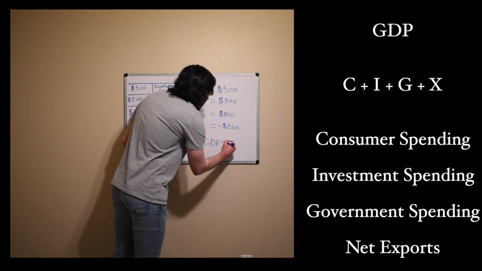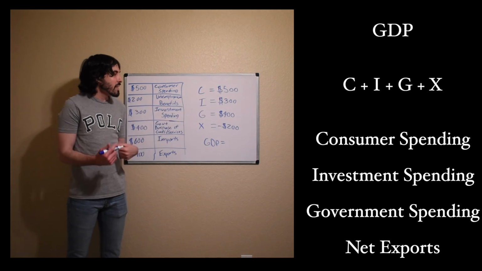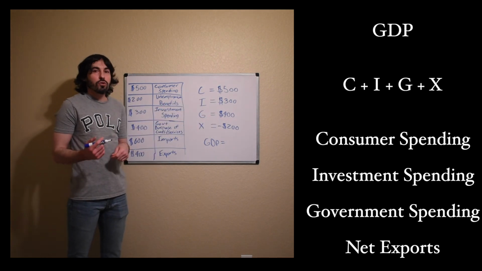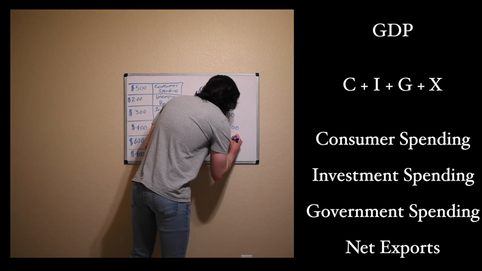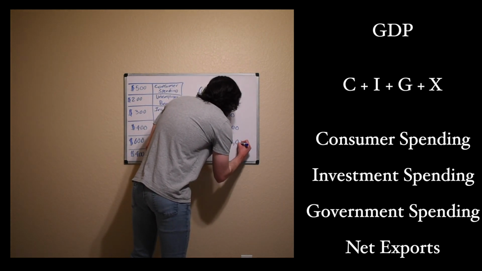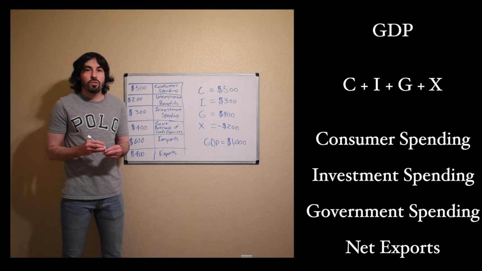Now, all we gotta do is count this up, and that'll be our GDP. So it's 500 plus 300, that's 800. Plus 400, that's 1,200, and then subtract the 200, and we come out with $1,000 GDP for this country in this year. Hooray, we did it.